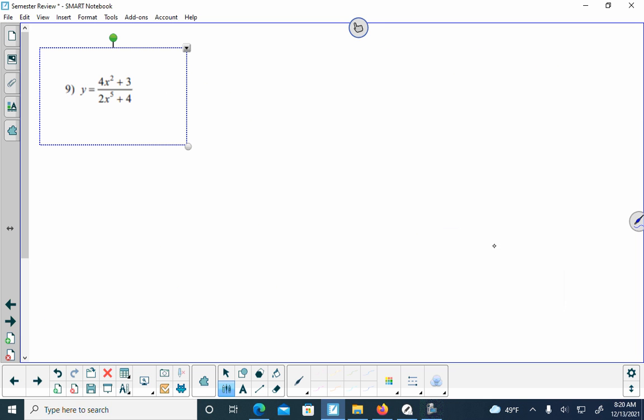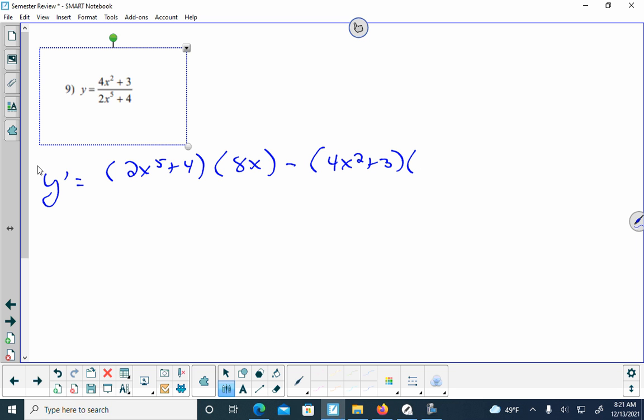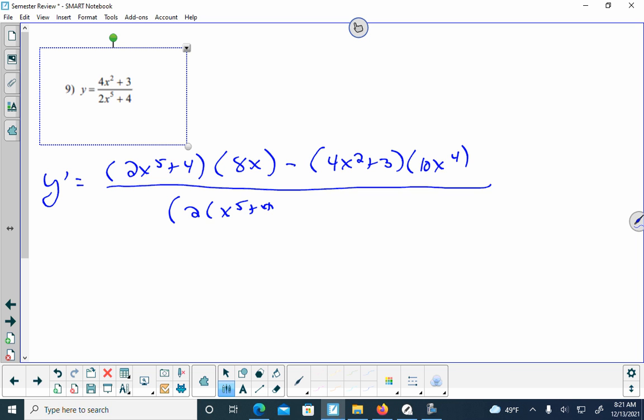Number 9 is a baby problem because I'm just doing the quotient rule. So I'll take the derivative, leave the denominator alone. Take the derivative of the numerator, so that'll be 8x, minus, leave the numerator alone. Take the derivative of the denominator, which will be 10x to the fourth, all over my denominator. And can I write my denominator as 2 times x to the fifth plus 2? And that's all going to be squared.